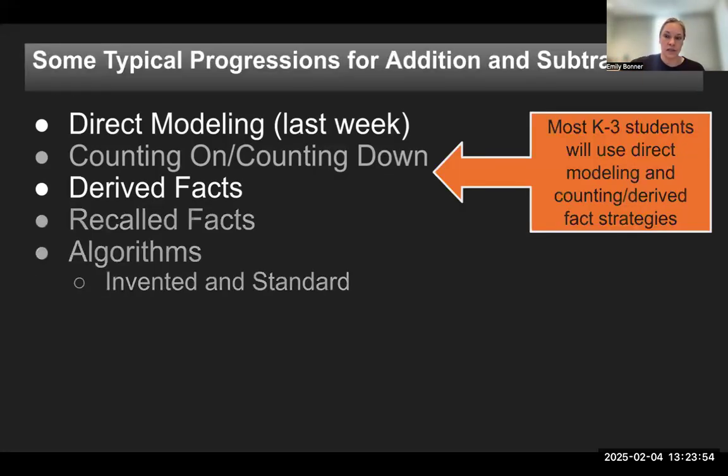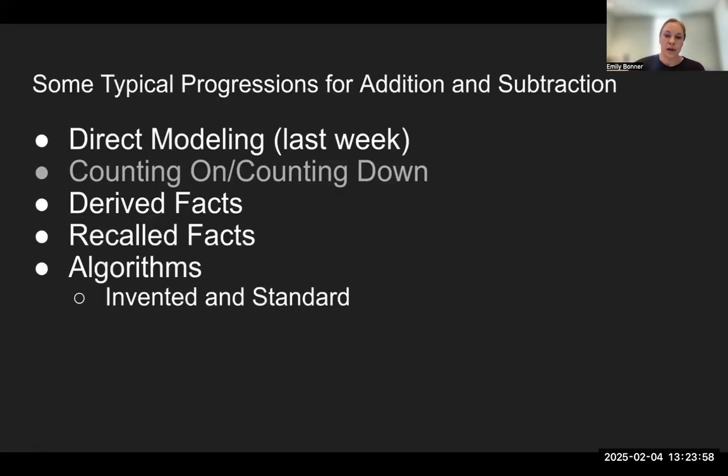So what this looks like is students are going to, if you have, again, the fact like 8 plus 5, they're going to start with 8 and then go 9, 10, 11, 12, 13. So something like that where they start with, and it could be either number.